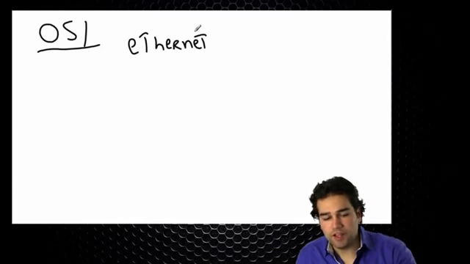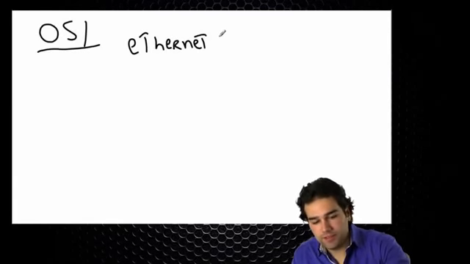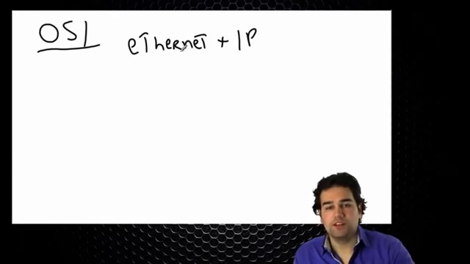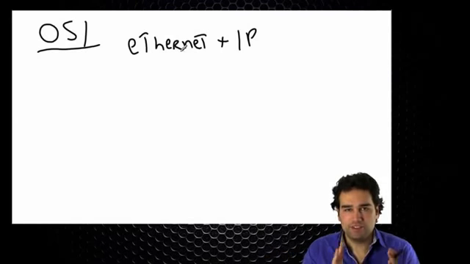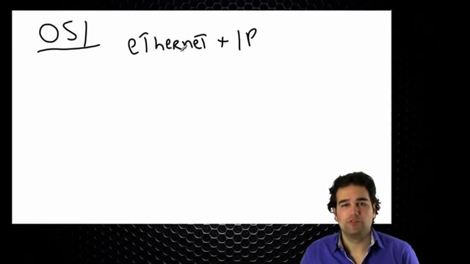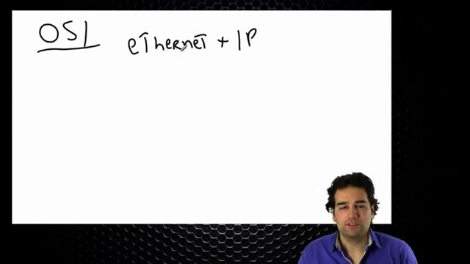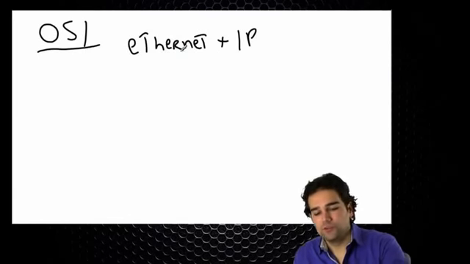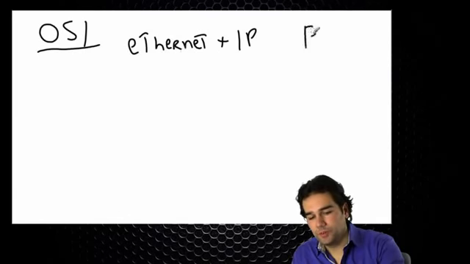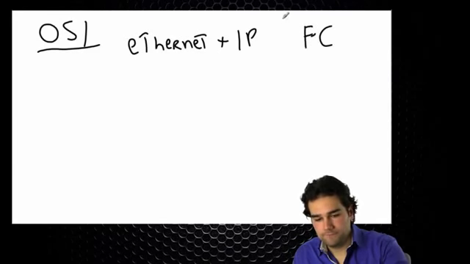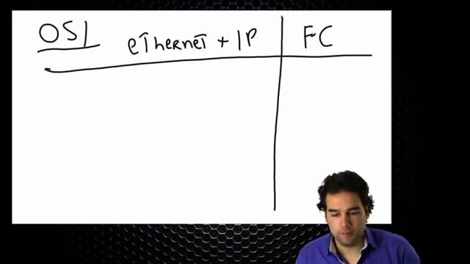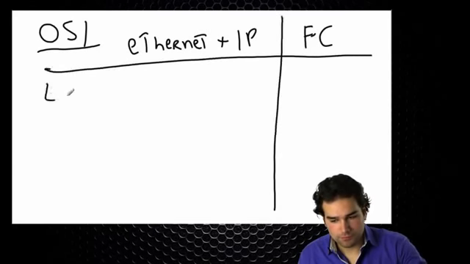So I'm not talking about IP, I'm talking about Ethernet plus IP, because Ethernet and IP kind of stick together, right? They usually run with the same thing. So take your Ethernet and your IP knowledge and then convert that into Fibre Channel knowledge. So let's make a bit of a diagram about this.